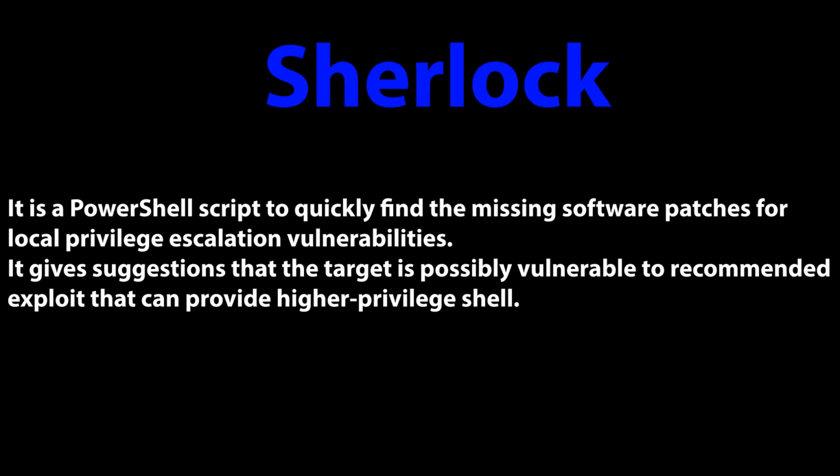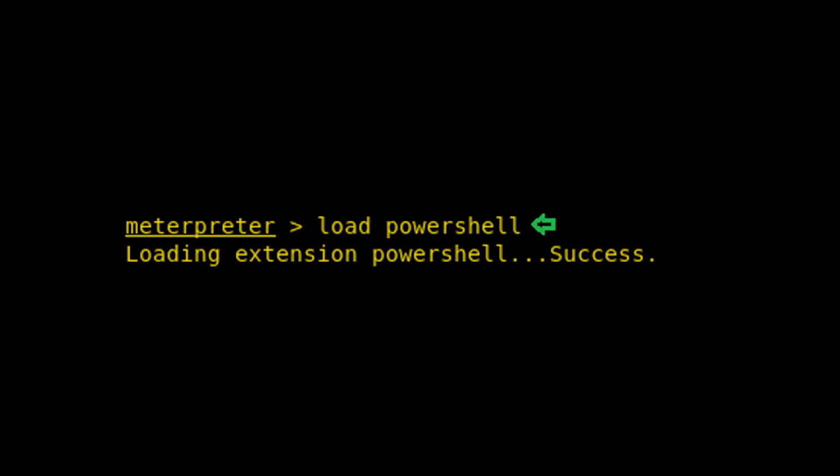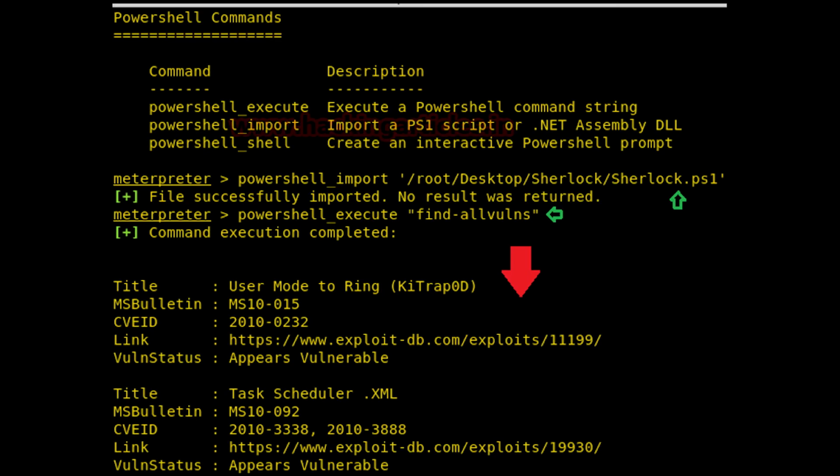Now let's talk about Sherlock. It is a PowerShell script to quickly find the missing software patches for local privilege escalation vulnerabilities. It gives suggestions that the target is possibly vulnerable to recommended exploits that can provide a higher privilege shell. This script should be executed in PowerShell and then begin your attack. The above command will show that the target is possibly vulnerable to a recommended exploit that can be used to achieve a higher privilege shell. As you can see, it provides the title, the MS bulletin, the CVE ID associated with it, the link for the exploit, and it is also telling you the vulnerability status of that machine.